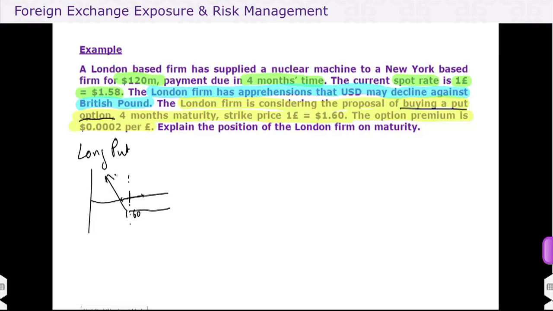So the long put profile that we have been referring to time and again. What would happen in this case is that the put buyer gets a right of selling without obligation on maturity. So if he sells on maturity, it will be at $1.60 to the pound. This is what the strike price is. That is what he's entering into. So let's try and see the conversions. I'm just trying to utilize the same space here. The strike price is the price at which the London firm can sell dollars on maturity.